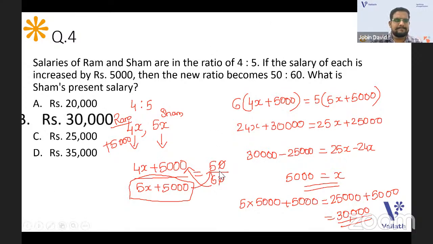30,000 is the answer. Is it okay, guys? So 25,000 plus 5,000, 30,000. Read the question very carefully. Shyam's present salary is what we need. 25,000 is also in the options. We can click that unknowingly, so you should read the question twice or thrice. Be aware. Okay. Going to the next one. Next question, what we have.